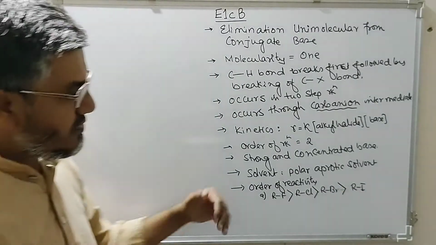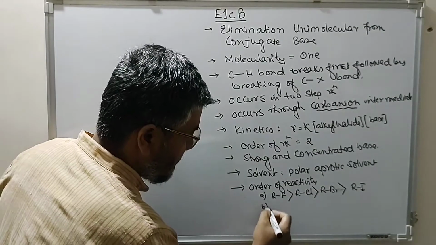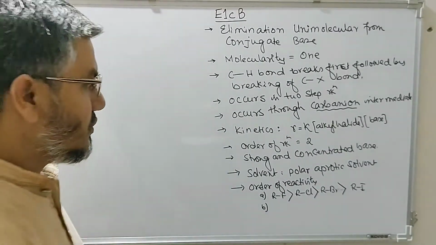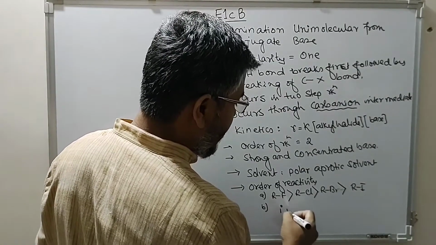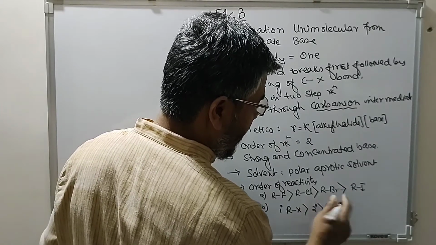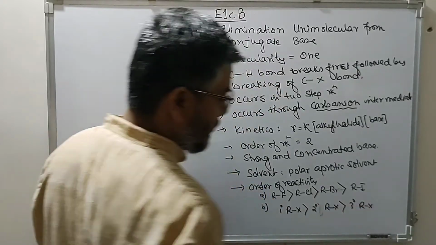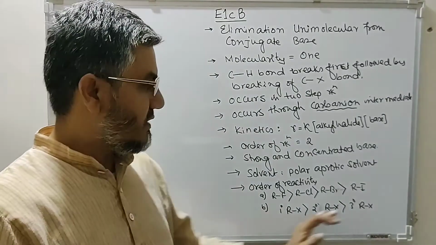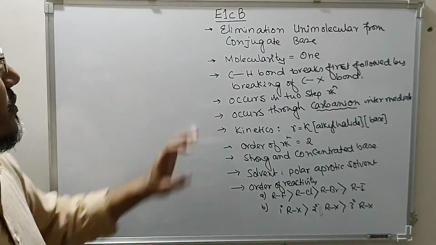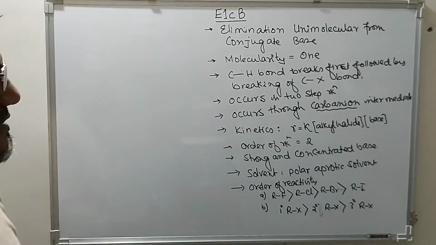So if you look at it, this is just a reverse of the reactivity of E2. Now suppose we have same halogen but different alkyl groups, then the reactivity says primary alkyl halide is the most reactive, followed by secondary alkyl halide, which is more reactive than tertiary alkyl halide. So again look at this, primary is the most reactive and tertiary is the least reactive. So this is the order of reactivity of halogens for this E1cB.